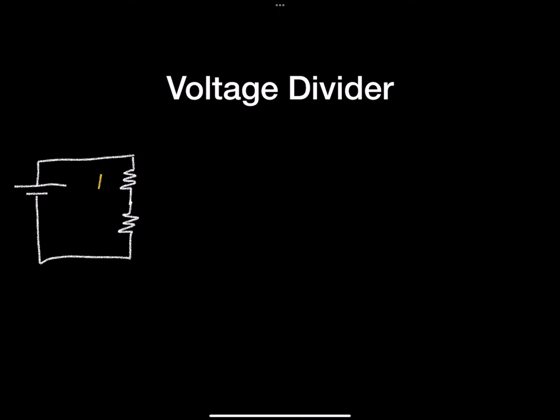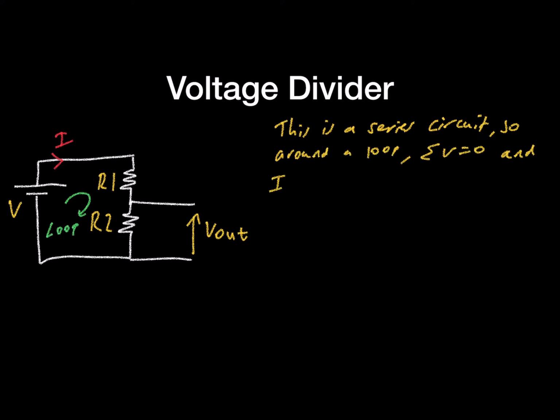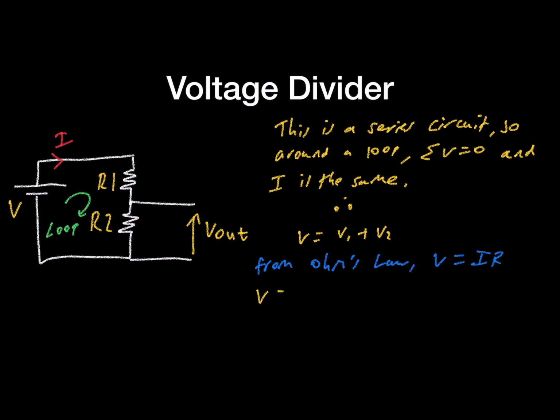The voltage divider makes use of a series circuit with two resistors, R1 and R2. Here, around the loop, as in the previous video, the sum of voltage is 0. Also, current is the same throughout the circuit. Hence, we can write V is equal to V1 plus V2, then use Ohm's law and some algebra to get this final form of the equation.